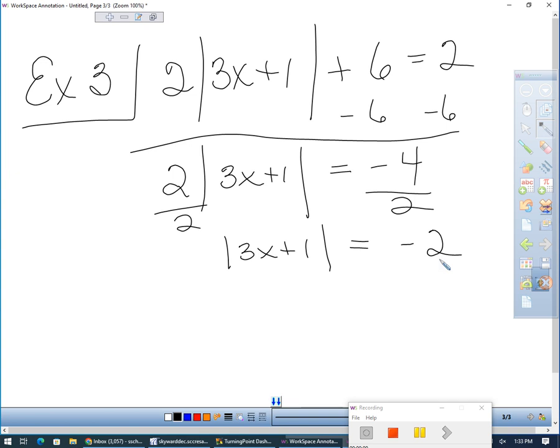However, it's already negative. So what does that tell you? Can an absolute value ever equal a negative? So this is no solution. So if you get to this point where your absolute value is by itself, but it's equal to a negative number, absolute value can never equal a negative number. That's why when we write our 2 equations, we take it out of the absolute value, right? Okay. All right.